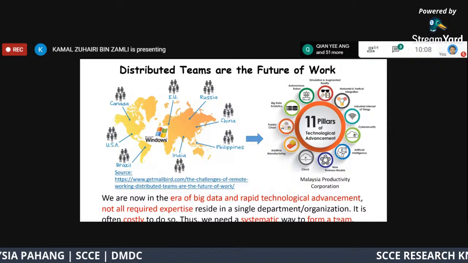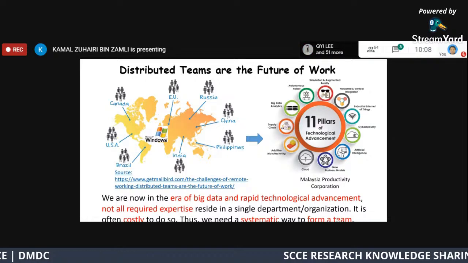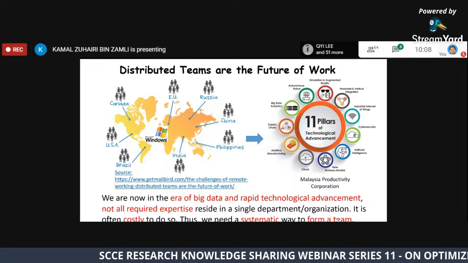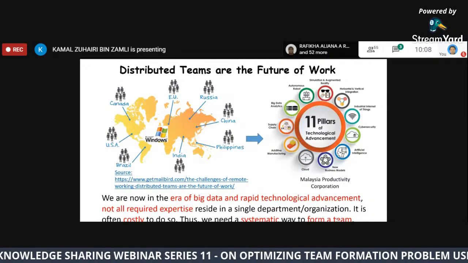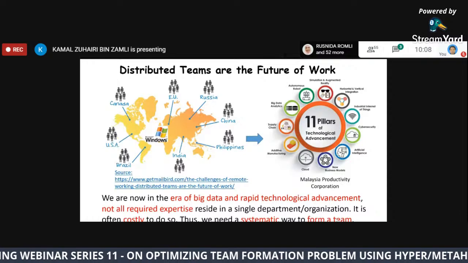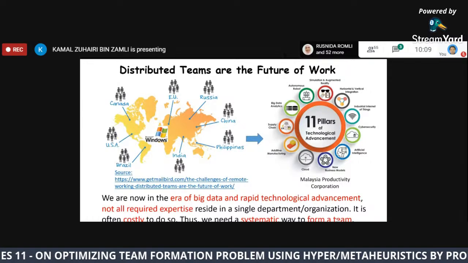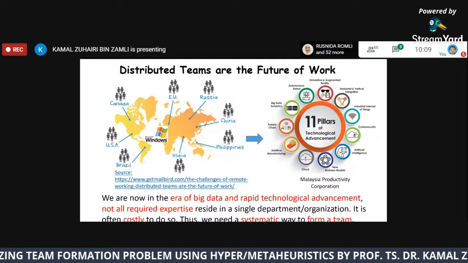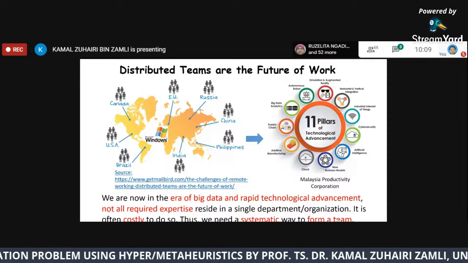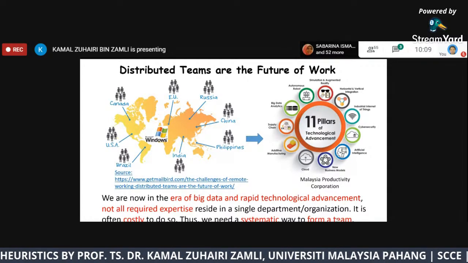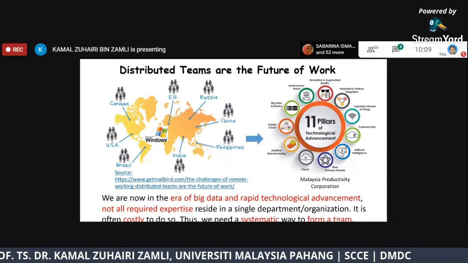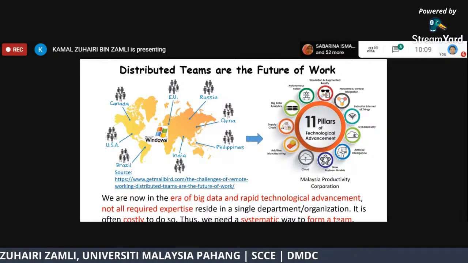In other words, they're trying to be small. Let's say you have a big company and you want to build, for example, Microsoft Windows. What Microsoft did is hire experts around the world, and these experts do not necessarily reside in a single department.